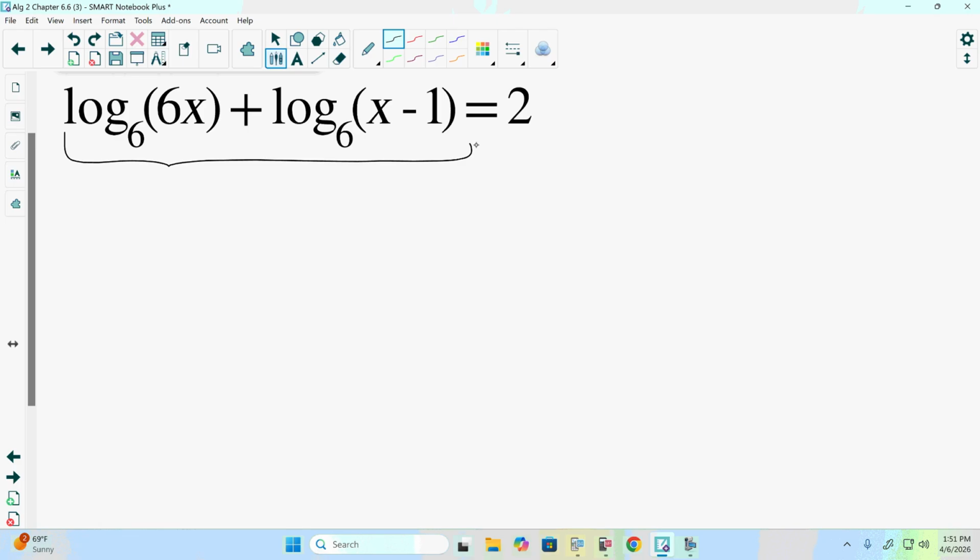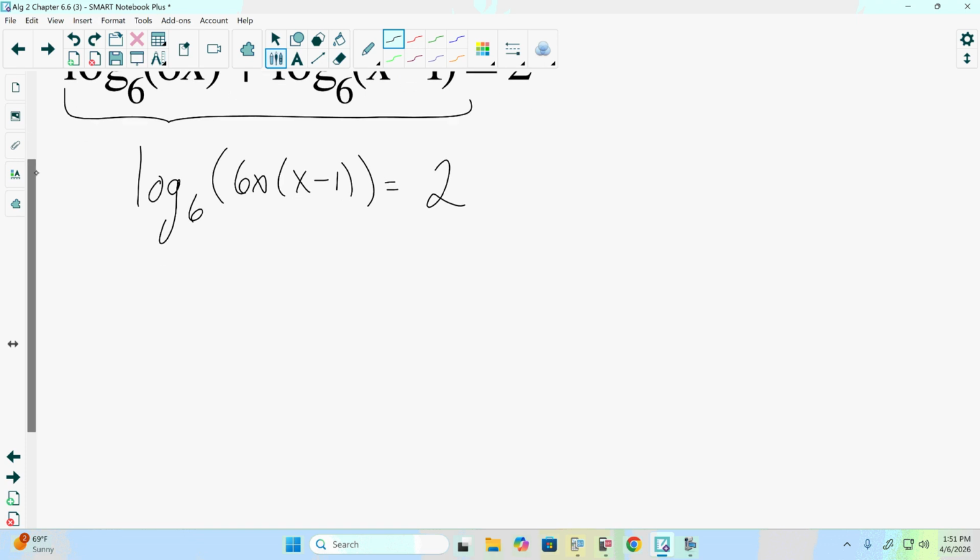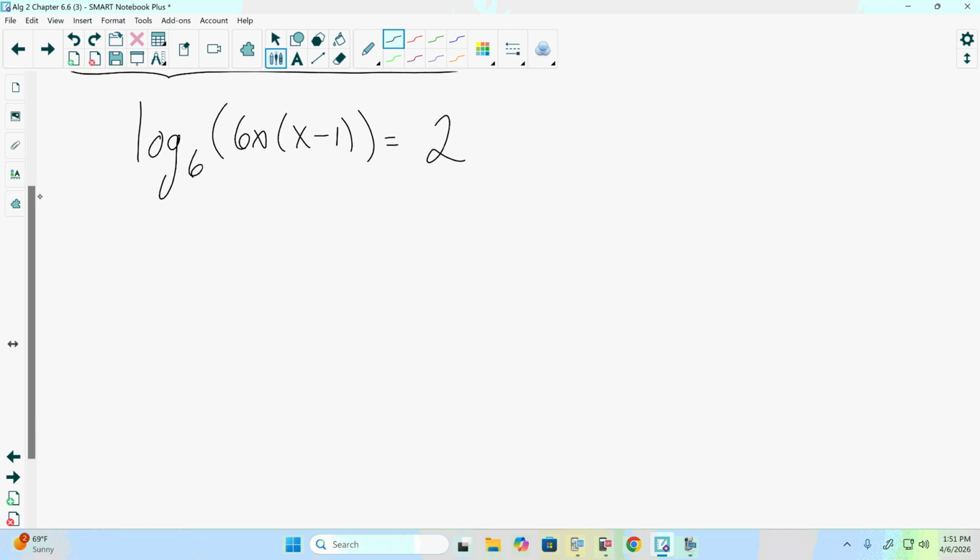Since we do have two logs with the same base being added together, we can rewrite this as a single log, log base 6 of what's inside being multiplied together. So our log base 6 of 6x plus log base 6 of x minus 1 can be rewritten as log base 6 of 6x times x minus 1.